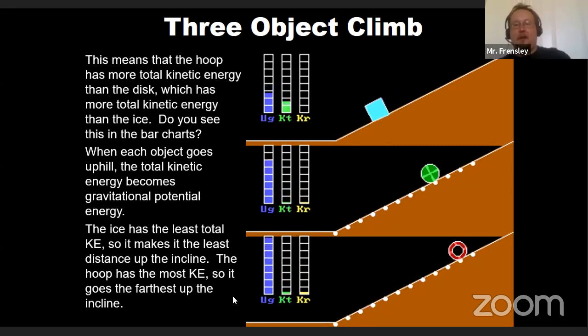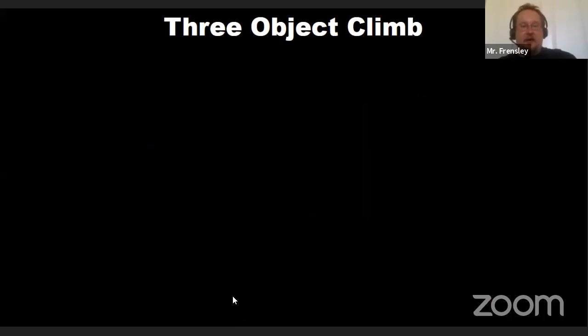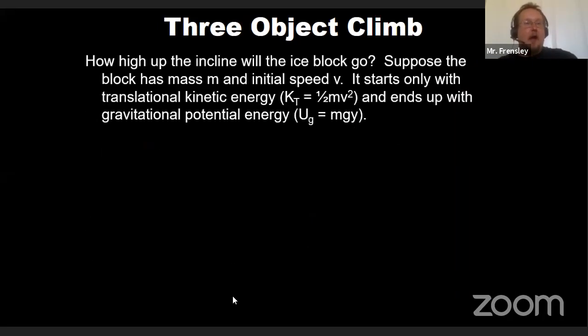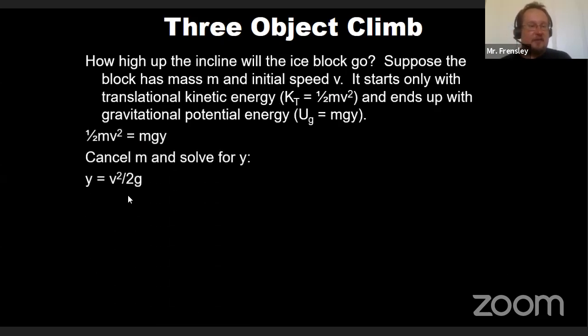All right, so that was my energy reasoning. Here's my forces reasoning, okay? Let's just do this really quickly. How high can the ice block go? We're just going to take its translational energy and set it equal to potential energy. So you're just going to get height equals its speed squared over 2g.